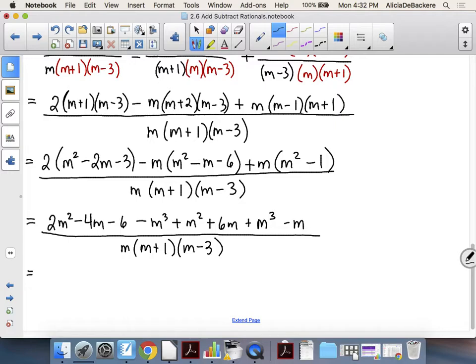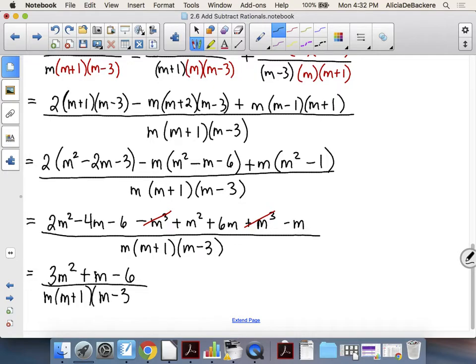Now I'm going to try to collect some like terms. And one of the things I notice is that I've got an m cubed minus an m cubed, so that equals 0 m cubes. So that's going to go away, and I'm just left with 3m squared. And then for my m terms, I have negative 4 plus 6. Take away another one, so plus m minus 6, all over my common denominator.